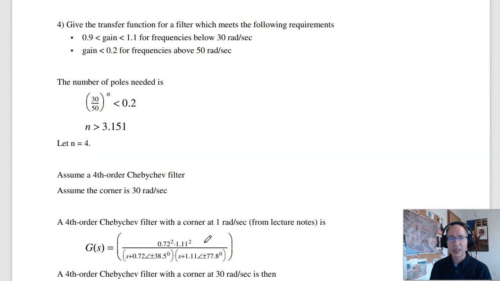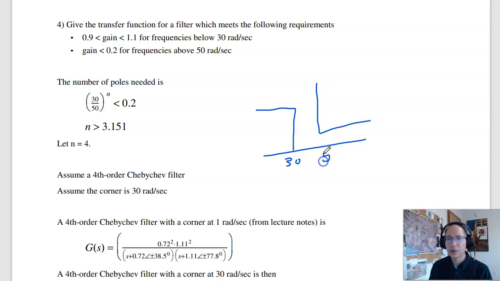Problem 4 is kind of a design problem. Design a filter that has a gain of 0.9 for frequencies less than 30 radians per second, and no more than 0.2 for frequencies above 50 radians per second. So to do that, if I have a single pole, the gain drops off as 1 over omega. If I have n poles, it drops off as 1 over omega to the n. So as you go from 30 to 50 radians per second with n poles, the gain's got to drop down to 0.2, meaning I need at least 3.1 poles. Round up to an integer, so I could use 4 poles, could use 5 poles.